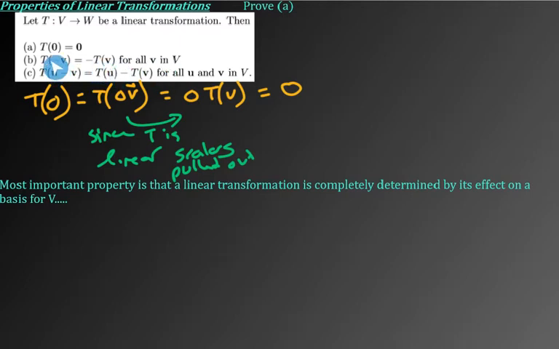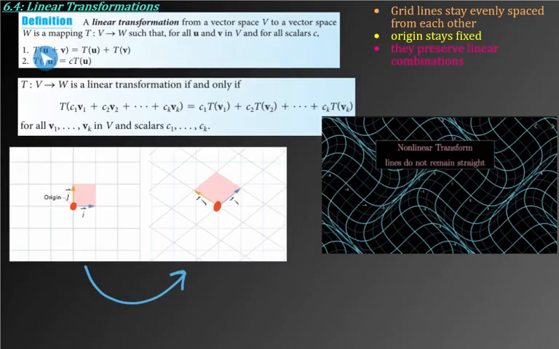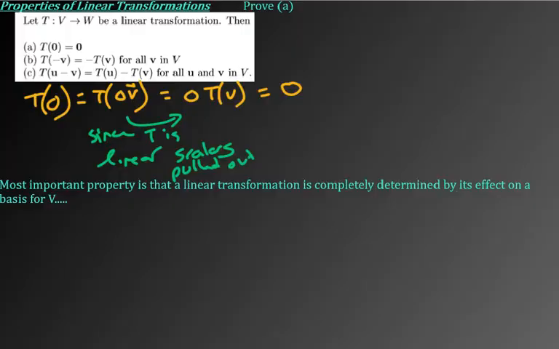And all these other ones kind of make sense. This is basically just a scalar, so you should be able to pull the scalar out. This one is just a different variation on the first property right here. T of u minus v should be T of u minus T of v, right?